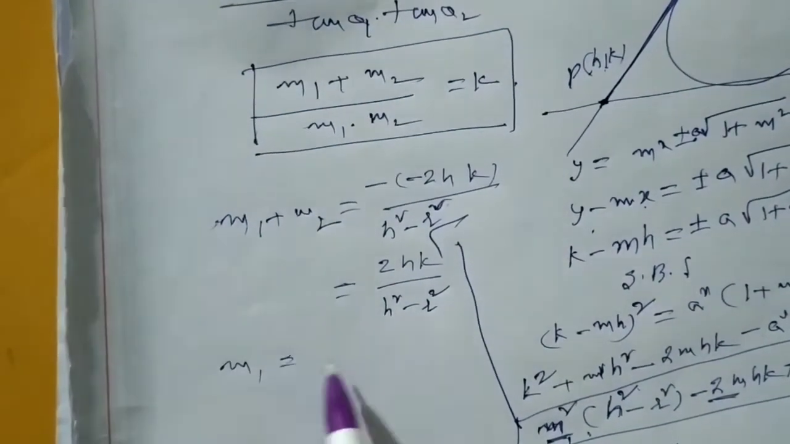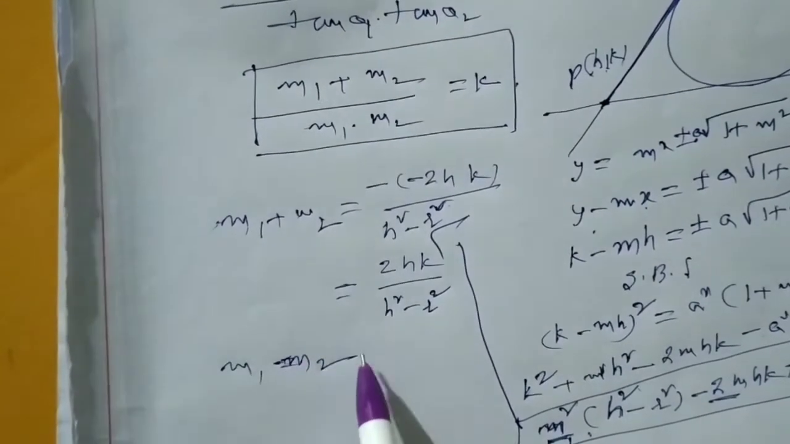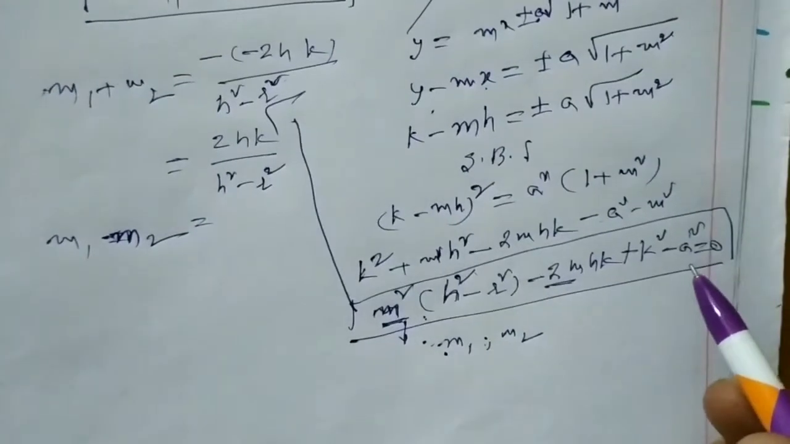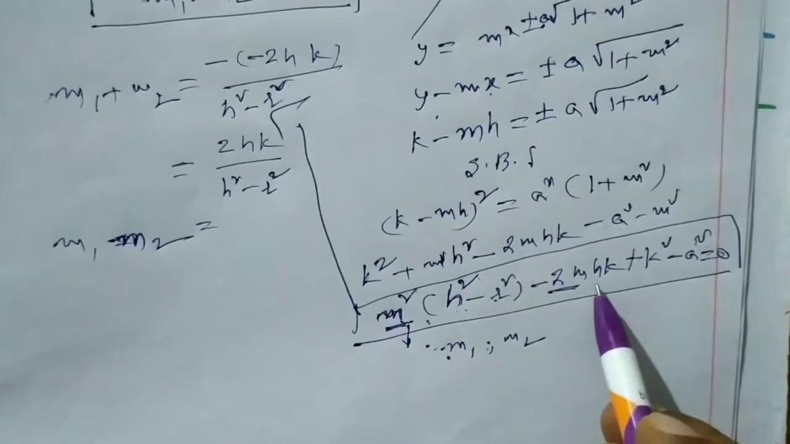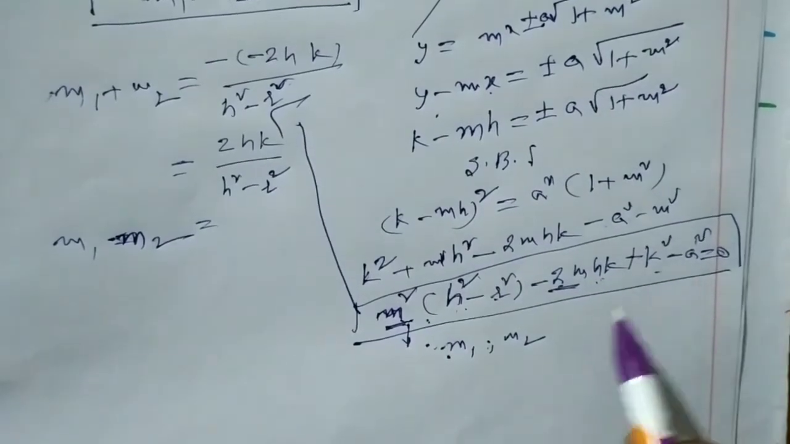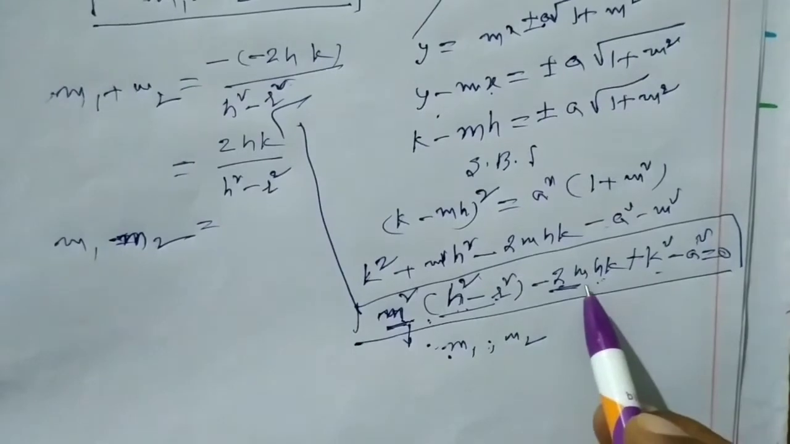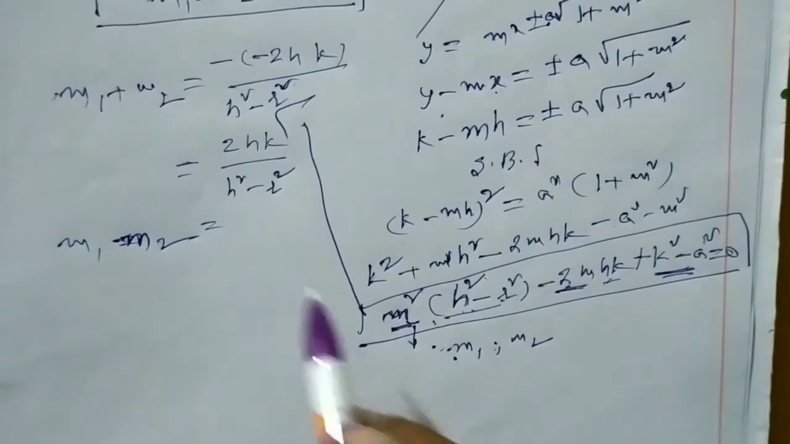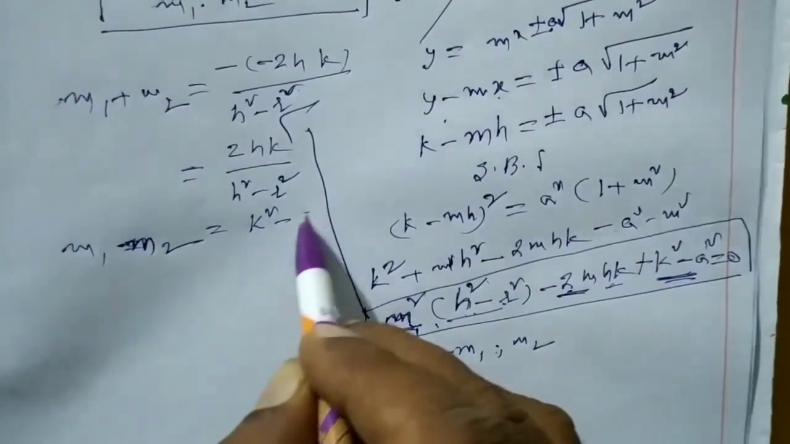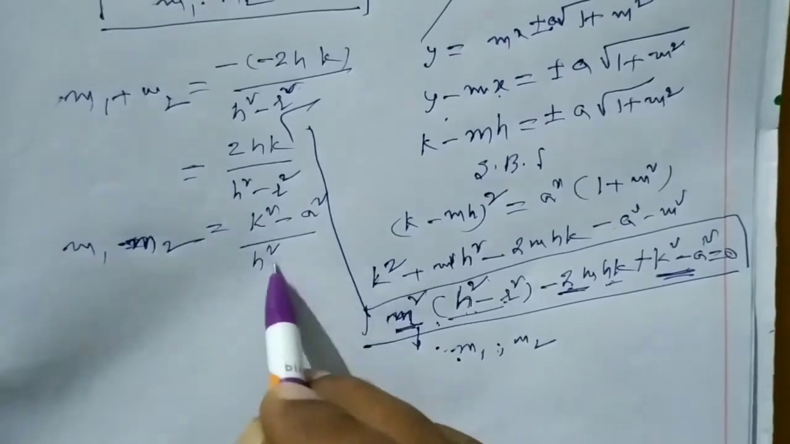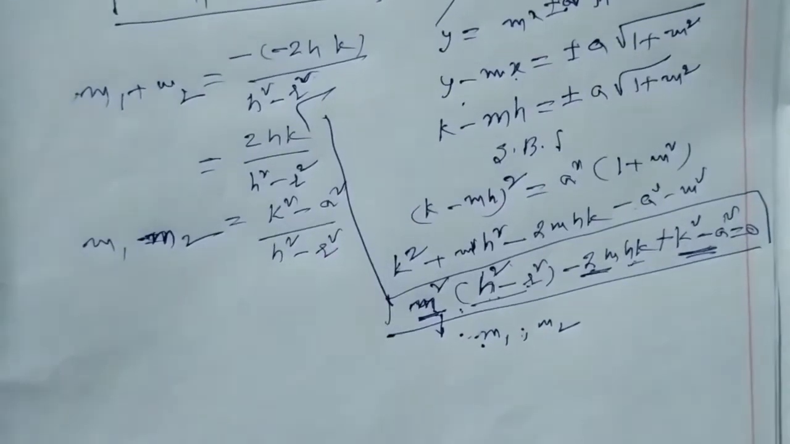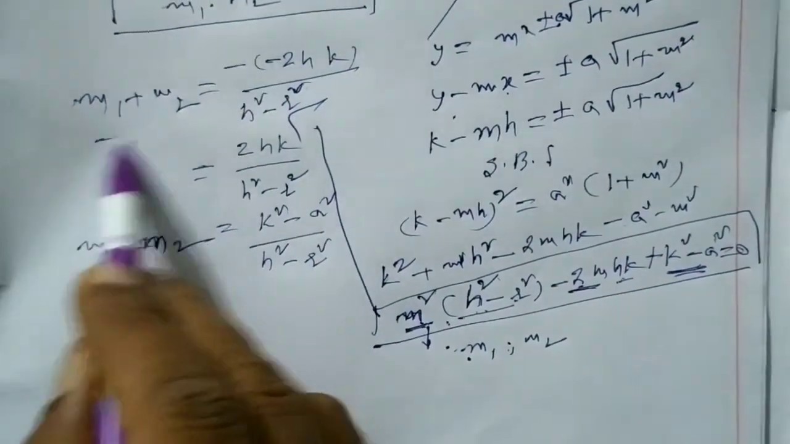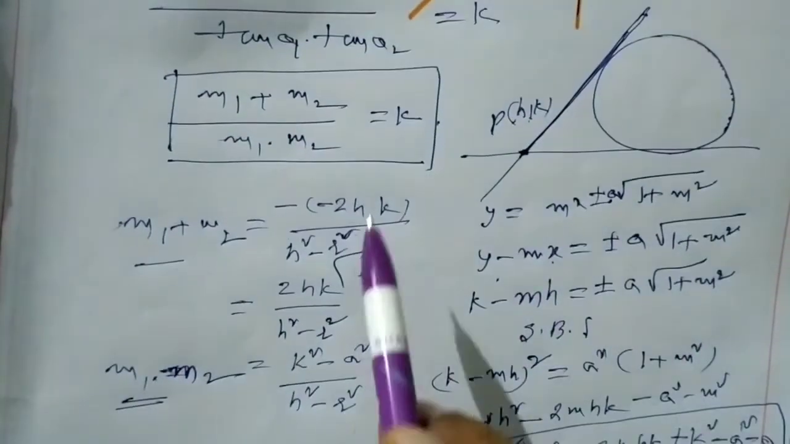Product of the roots is equal to c by a. m1 into m2 is equal to c by a. So in this equation, ax square plus bx plus c, minus 2hk is b, and k square minus a square is c. c by a means k square minus a square by h square minus r square, so that we get the product of the roots and the sum of the roots. These are the results already given in the given condition.